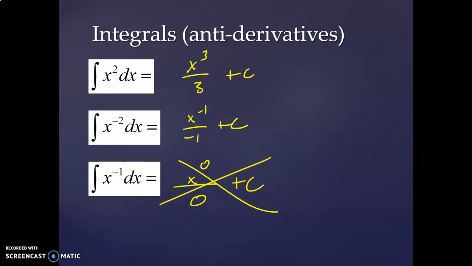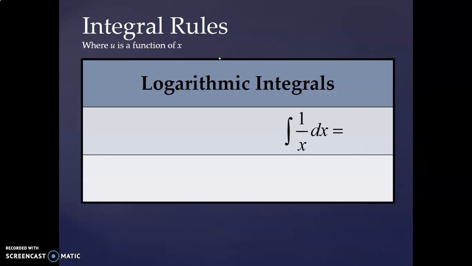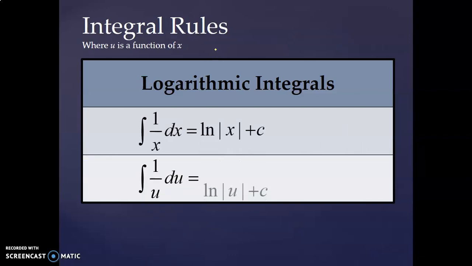It works for any other exponent, just not -1 and not 0. I mean, I guess technically it works for 0 because then you're taking the integral of a constant, which is x. Anyway, ignore that. Make sure you guys have these rules memorized. They're not new. We already learned these ones.